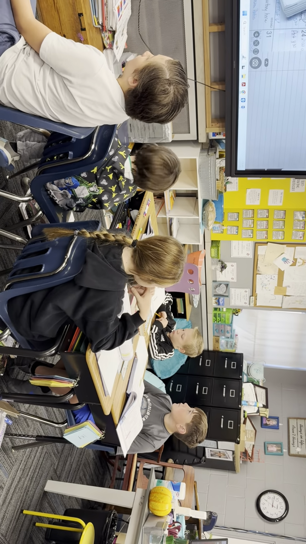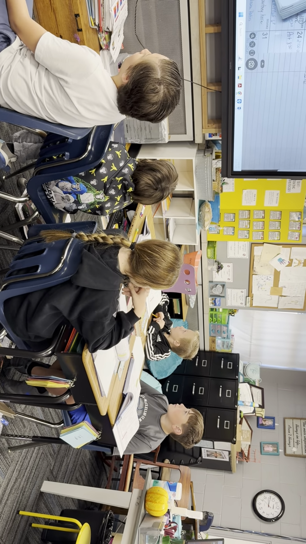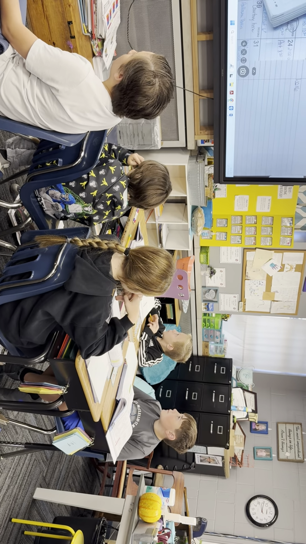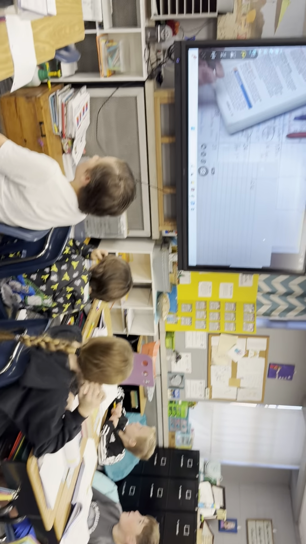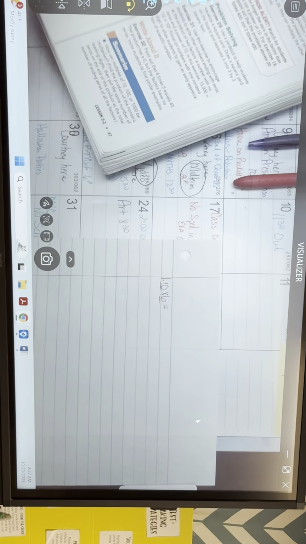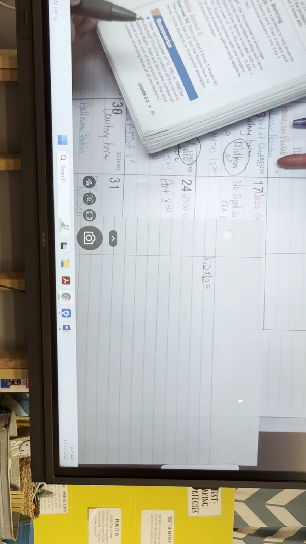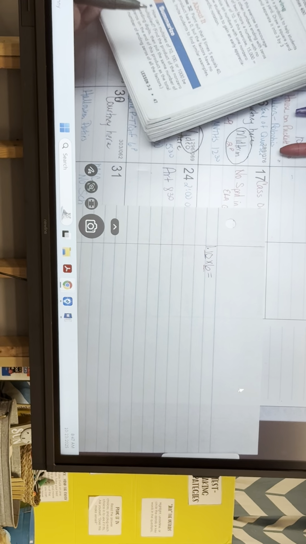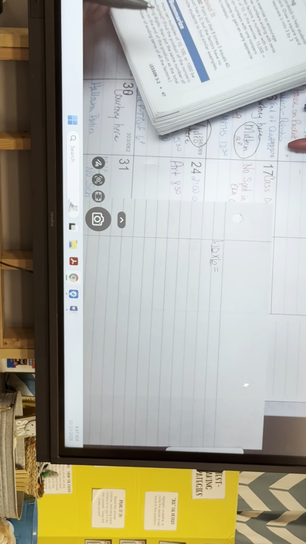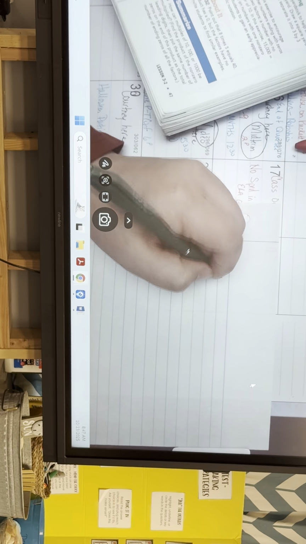Okay, so when we go back to this problem, we have underlined our non-zero digits in red, and we've underlined our zeros in purple. So what we're going to do is start by multiplying our non-zero digits together. What's 6 times 1? 6. It's 6.